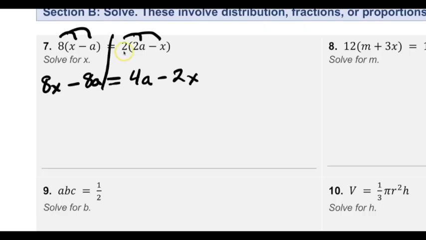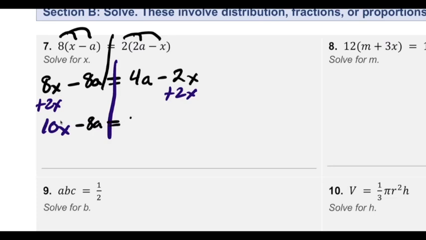Now what we want to do is kind of what we always do. You want to get the x's on one side and then the a's on the other side. So let's get rid of the x's first. Anytime we have a variable on both sides, we're trying to get that variable on the same side. Let's move over that x. So plus 2x, plus 2x. Now keep in mind, you line it up. The 2x goes here, it goes here. So you get 10x minus 8a equals 4a.